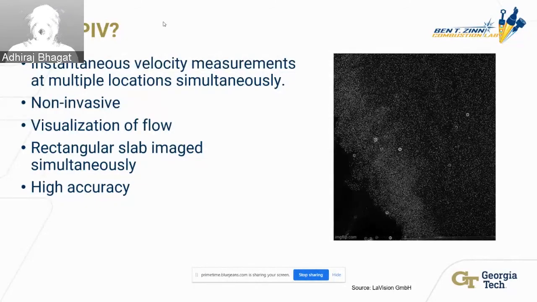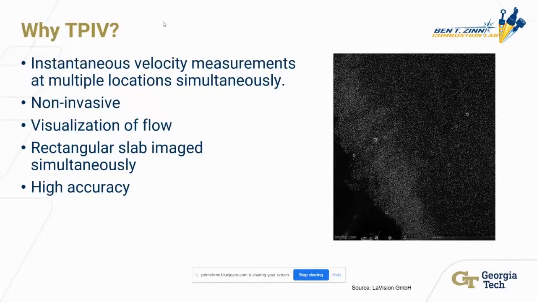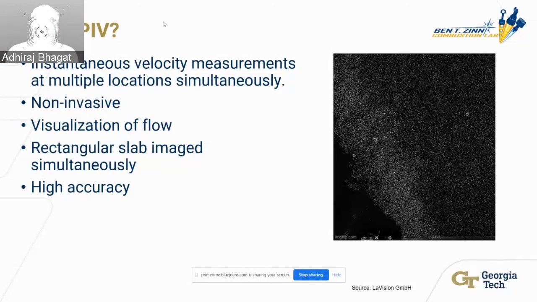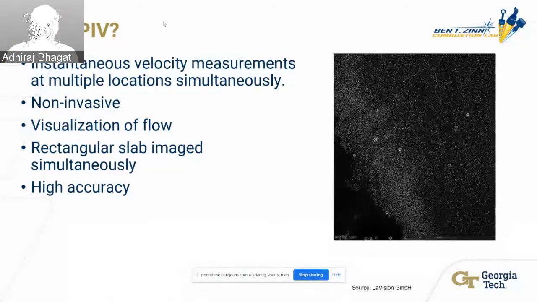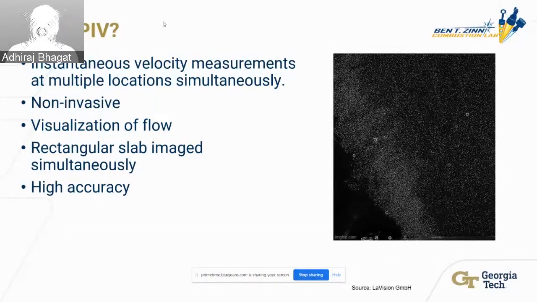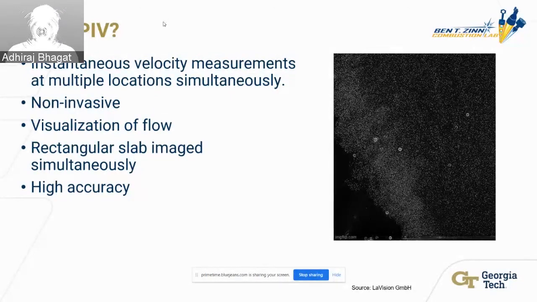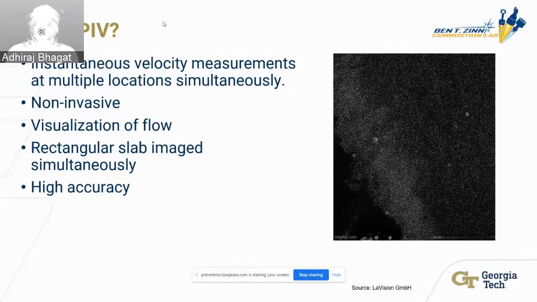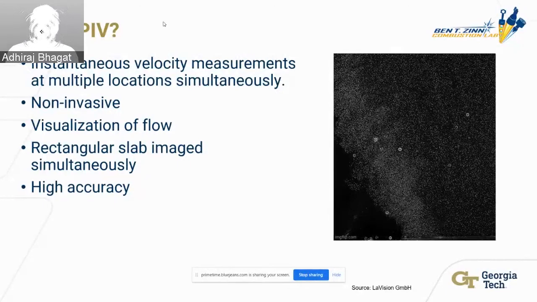So why TOMO-PIV? Because first, it gives us instantaneous velocity measurements, and we can measure the velocity at multiple locations at the same time. So using this image here, you can figure out the velocity at all these different points within this field of view. Whereas if you were using a method like a hot wire or LDV, you would have to move your probe and you'd only be able to take a measurement at a certain point at a given time.